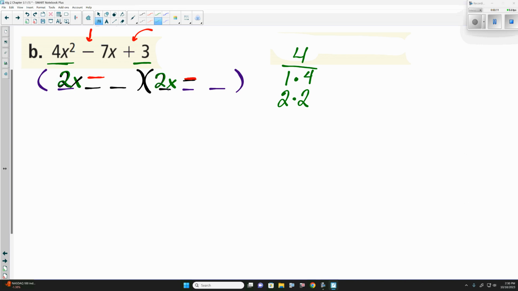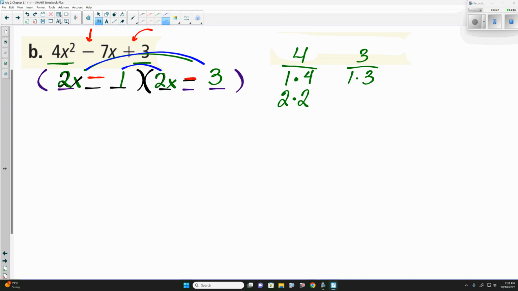Now the factors of 3 are, well, 1 and 3. Because those are the only factors of 3, 1 times 3. So we just need to plug those in and then check and see if we got this right. Now we multiply this out. We don't really need to multiply the 2x and 2x because that will always give us 4x squared, because that's actually where we got it. Our negative 1 times negative 3 will still give us positive 3, so that's fine.